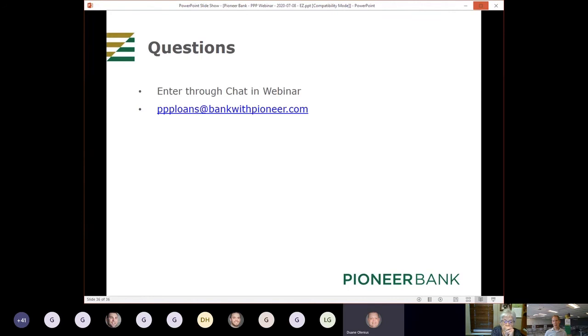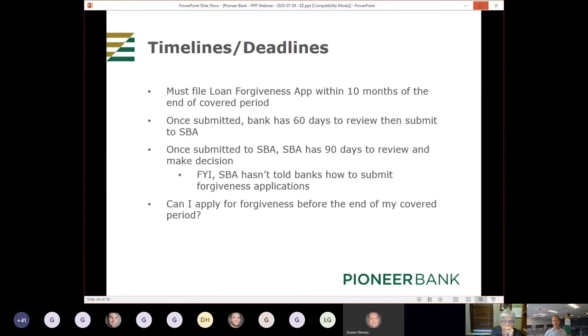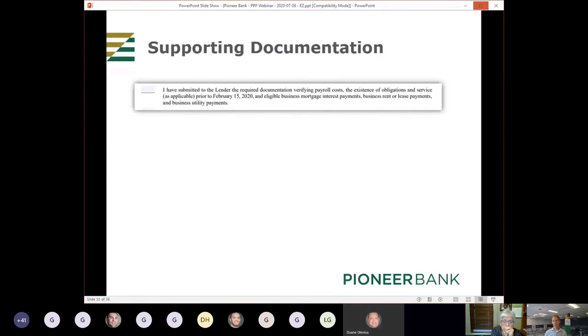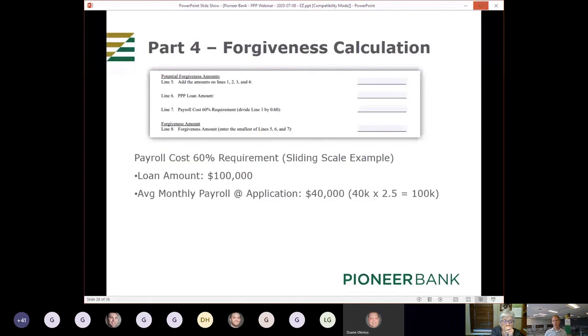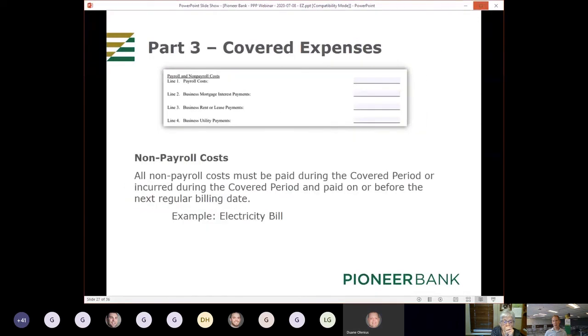Can you use accrued expenses for interest, rent, and utilities, or does it actually have to be paid? Yes, you can use accrued. And the way that part works, I'll run back to that portion of the presentation. This is for all non-payroll costs, so it includes both interest expense as well as utilities and all that stuff. They must be either paid during the covered period, or incurred during the covered period and paid on or before the next regular billing date.